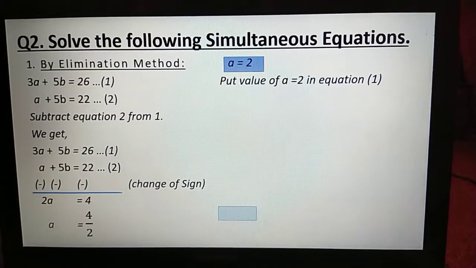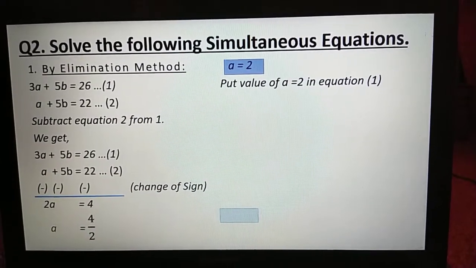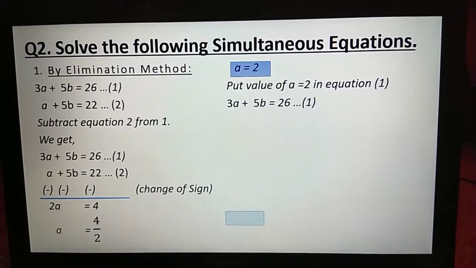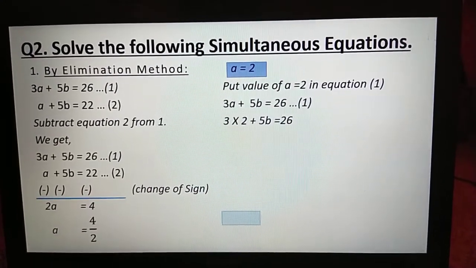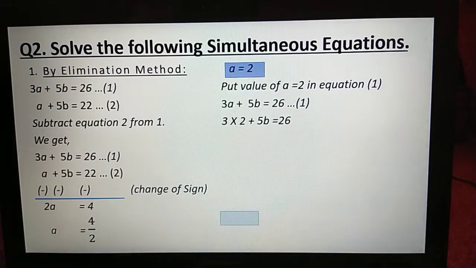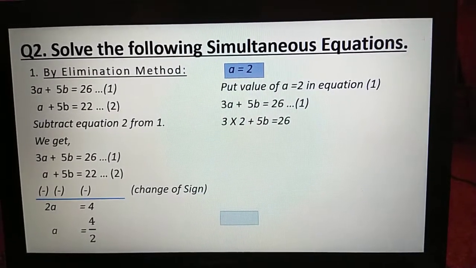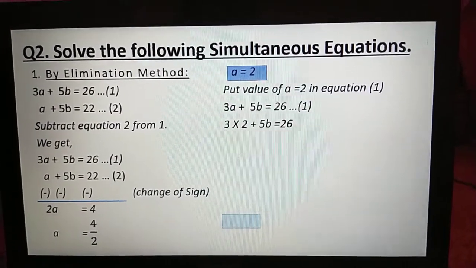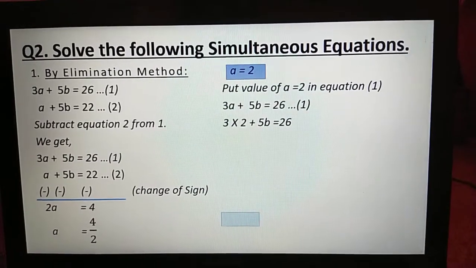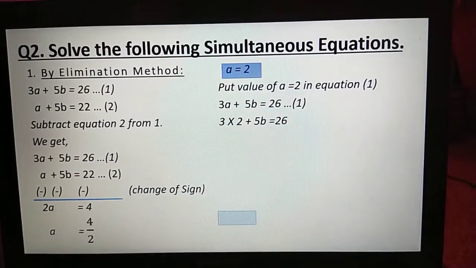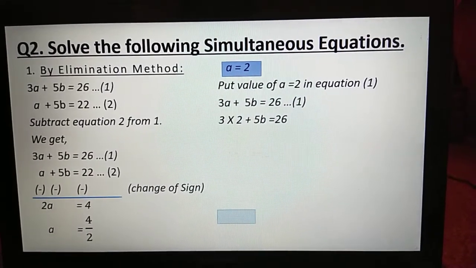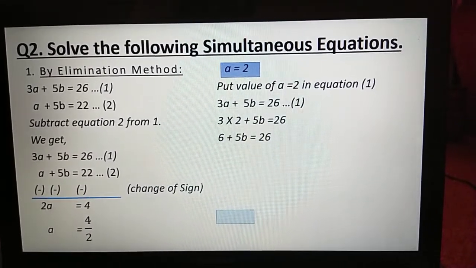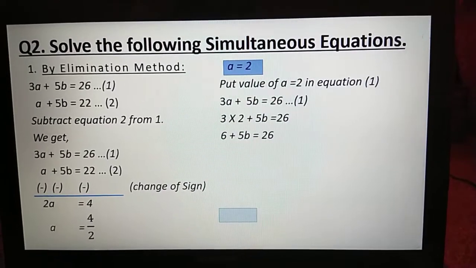Then put the value a equals 2 in equation 1. 3a plus 5b equals 26. 3 into 2. Why have we taken that 2? Because the correct value of a is 2. So 3 into 2 plus 5b is equal to 26. Now see, 3 twos are 6. So you get 6 plus 5b is equal to 26.